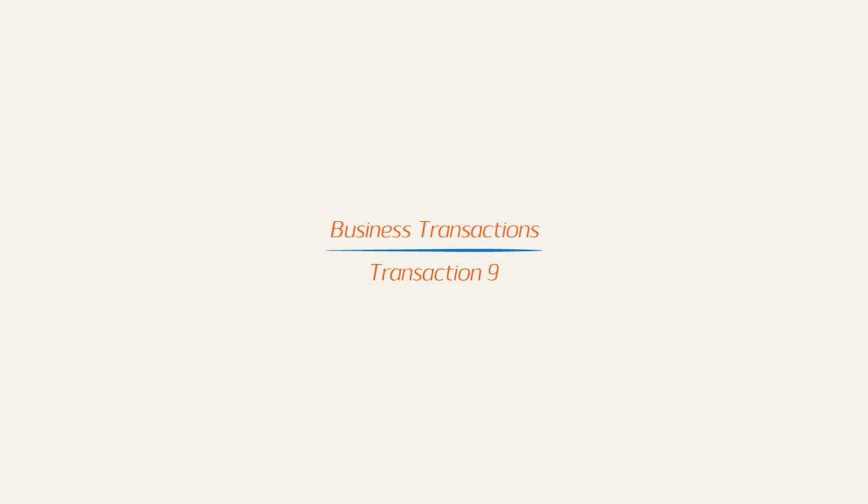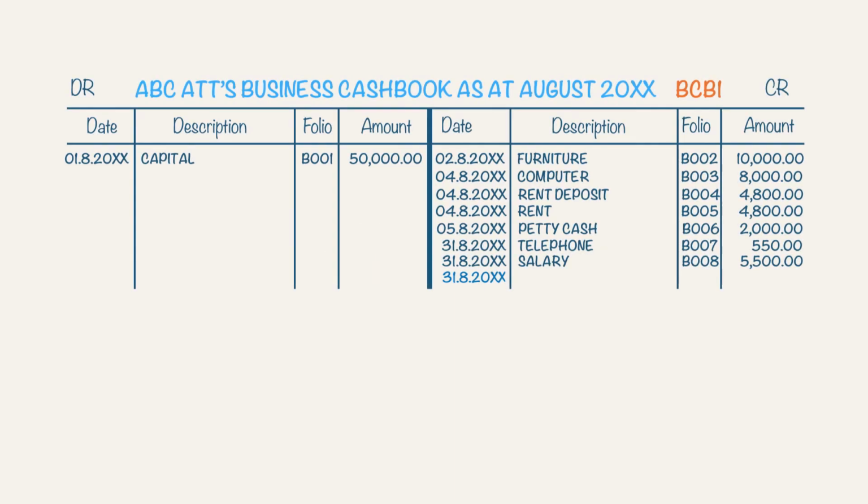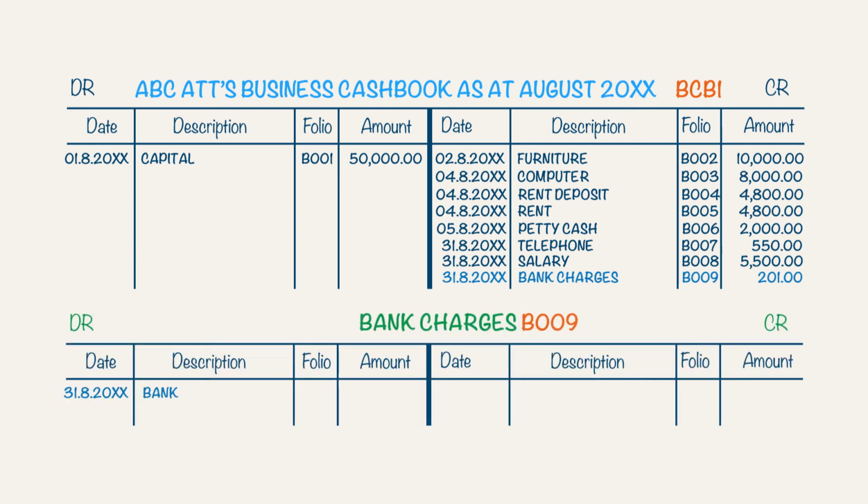Transaction 9. On 31 August 20XX, the firm incurred bank charges of 201 Rand. You credit the business cashbook as money was paid out of the business account. You debit the bank charges account as this is an expense incurred by the firm. You record the date, the description, the folio, and the amount accordingly.